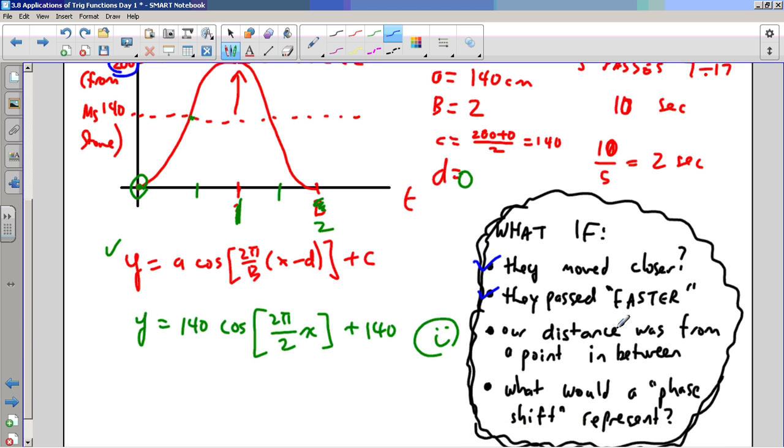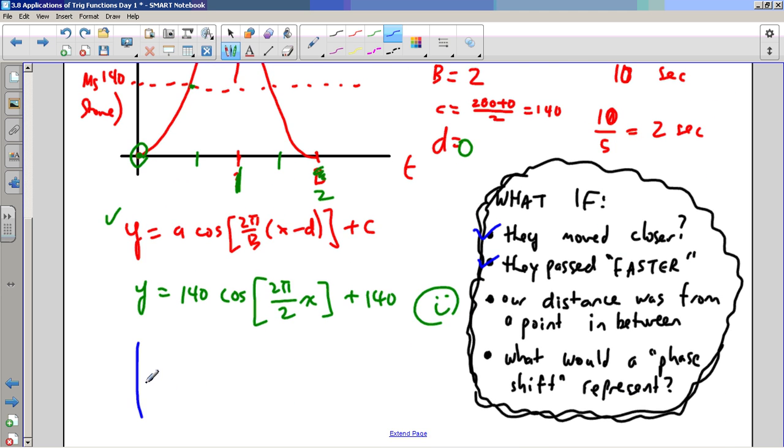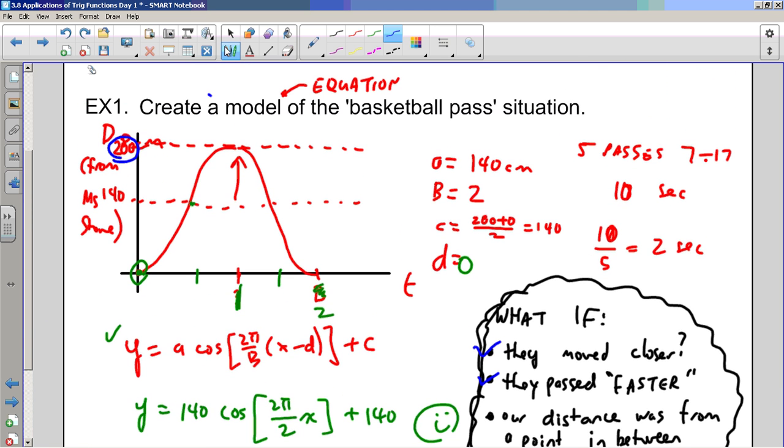What happens if our distance was from a point in between? Notice, remember, this distance was from Miss Stone. It went from 0 to a maximum to 0 when Miss Stone had the ball again. But if we actually thought of it as a point in between, there's Miss Stone there, and there's Miss Stone's daughter. And if we're measuring from this point, we have to think of this distance as being a negative distance and this be a positive distance. What would that mean? It would mean the whole graph then, even though we started with Miss Stone with the ball, would start at negative 140 centimeters.